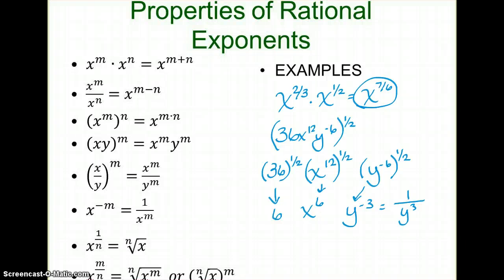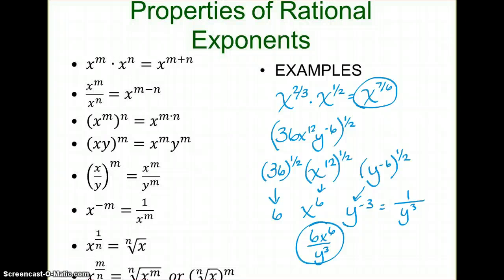So now if I put each of my pieces together, my 6, my x to the 6th, and my 1/y to the 3rd, I'm going to end up with a final answer that looks like this. I'll have a 6x to the 6th in the numerator, and in the denominator I will simply have a y to the 3rd.